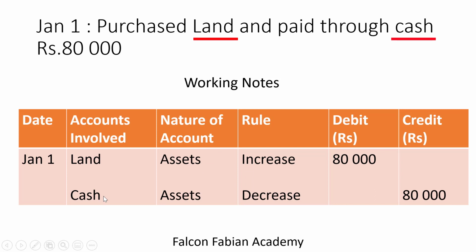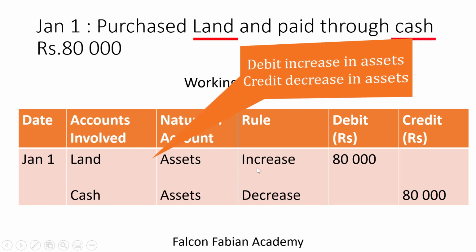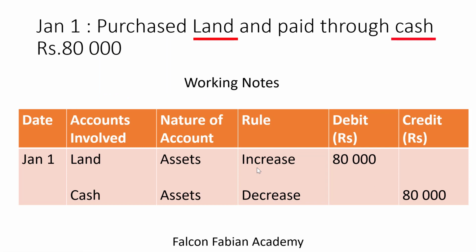Cash is also a resource for the business. Therefore, cash is also an asset for the business. So the two accounts are land and cash. Land is an asset for the business and cash is also an asset for the business. And what was the rule for assets? Debit increase in assets and credit decrease in assets. Now the business is buying land, therefore land is increasing. So in rule we have written the effect that land is increasing.